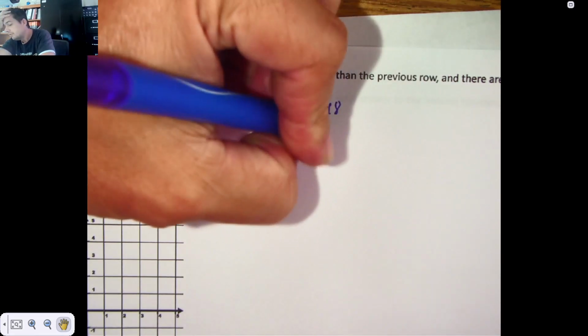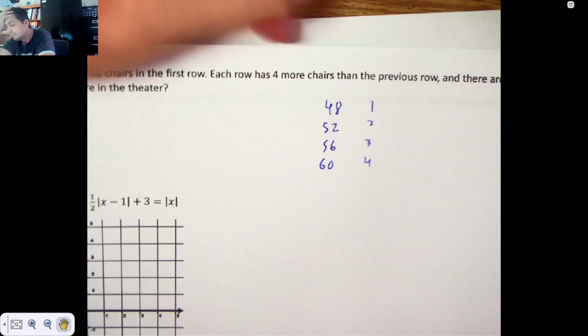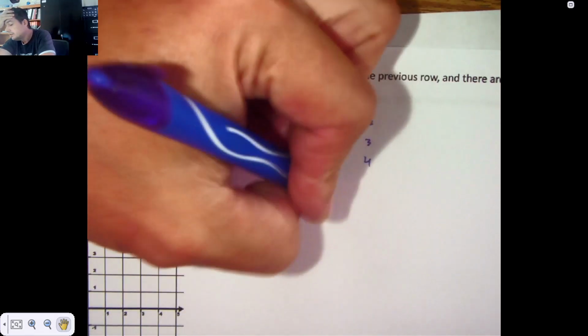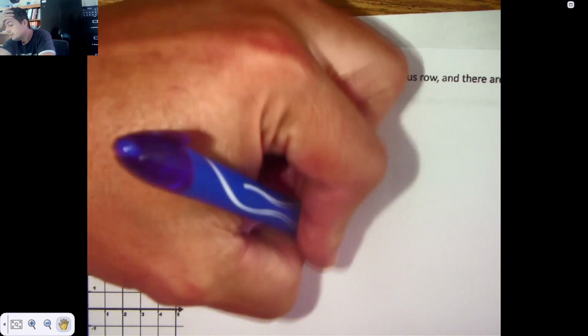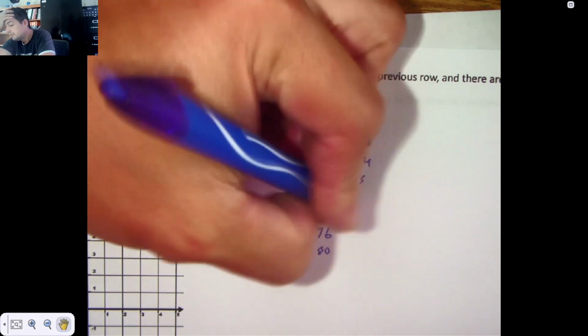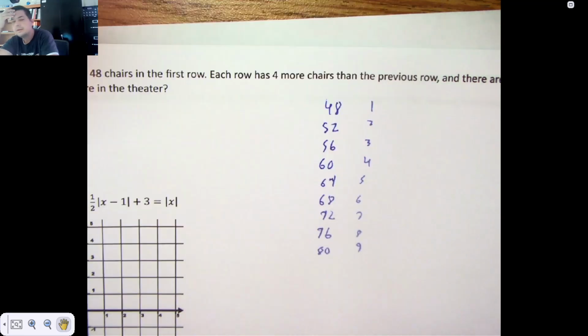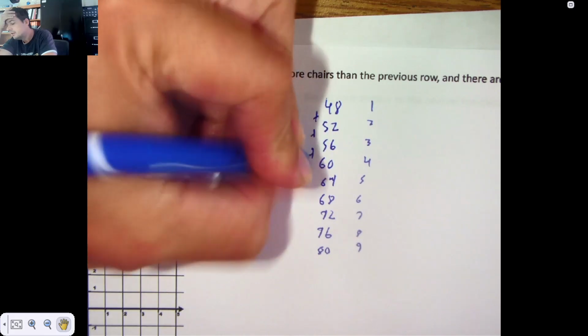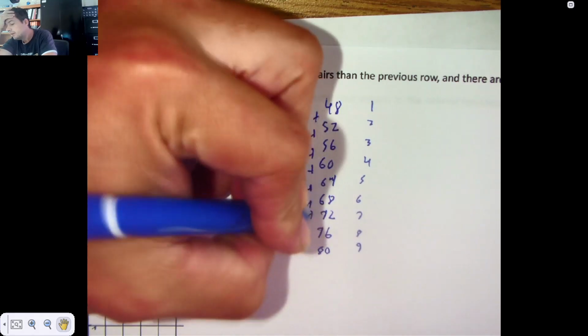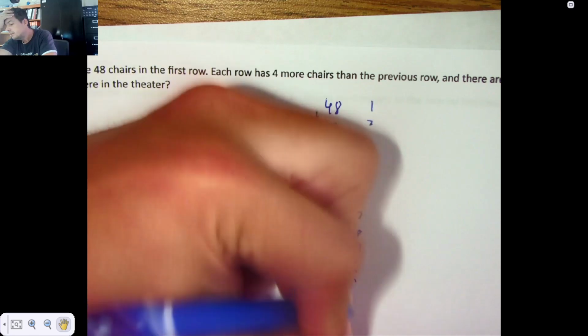Old school: you've got 48, then 52, then 56, 60, and think about the rows you're on. This was first row, second row, third row, fourth row. There's 22 rows, by the way. 64, 68, 72, 76, 80. I'll be here all day, won't I? Will you get the answer? Yes. You could just go through here and do the sum. But you're going to have to figure out this pattern until you get to the 22nd row.